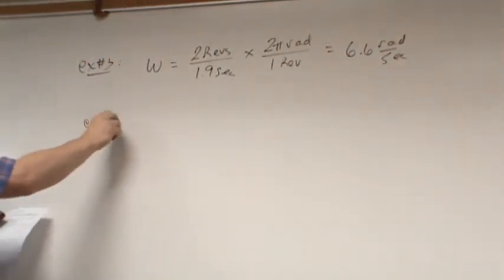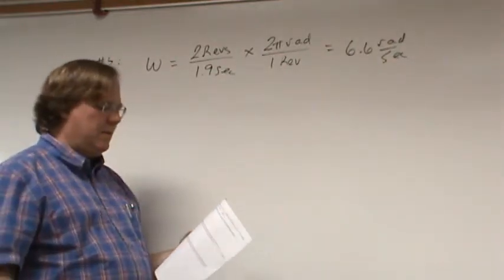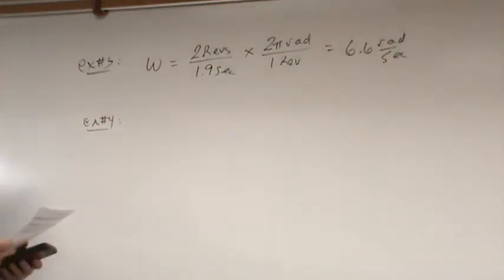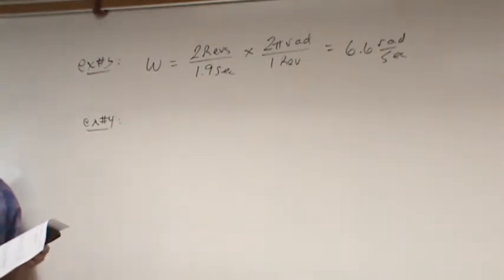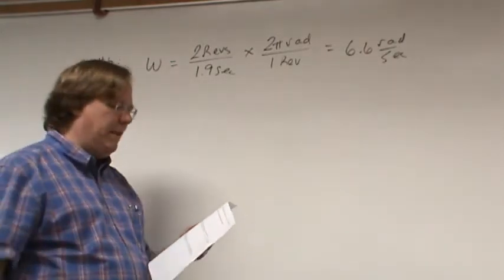Here, let's look at example number 4. Please turn the page. Is that okay with you guys? Yeah. Okay. Angular acceleration, we call it alpha. The units of alpha are radians per second per second. It can be other units as well, but we almost always use radians per second squared.